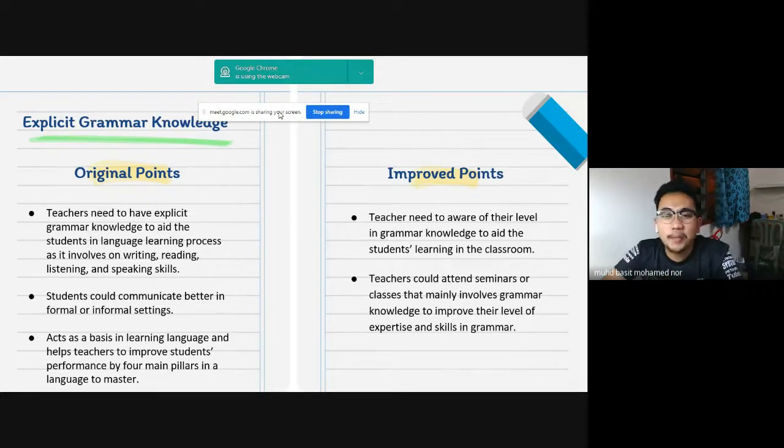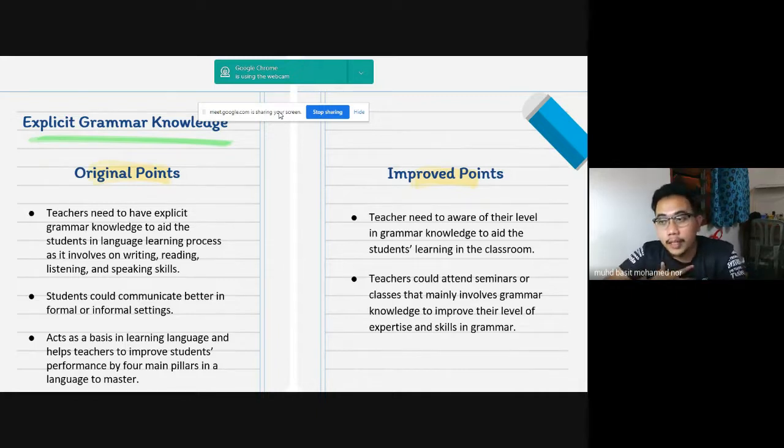And then the improve points, that teachers could improve themselves in order to have explicit grammar knowledge, is first, teachers need to be aware of their level of grammar knowledge to aid the students' learning in the classroom. And for myself, I have seen my teachers attending seminars, but actually they are attending seminars that are not related to their grammar knowledge. But I could propose that maybe in future teachers could have seminars or classes that mainly improve their level of grammar knowledge, although they are already teachers.